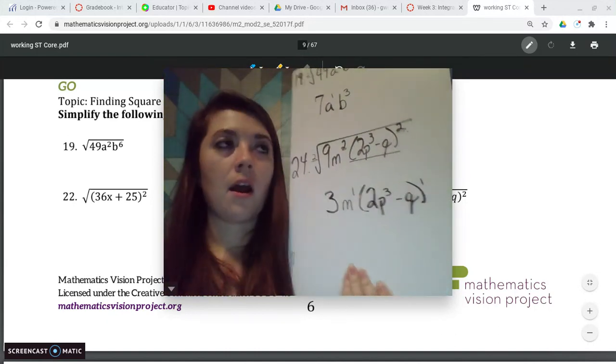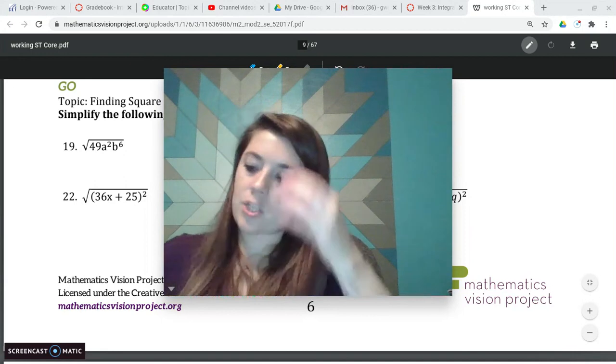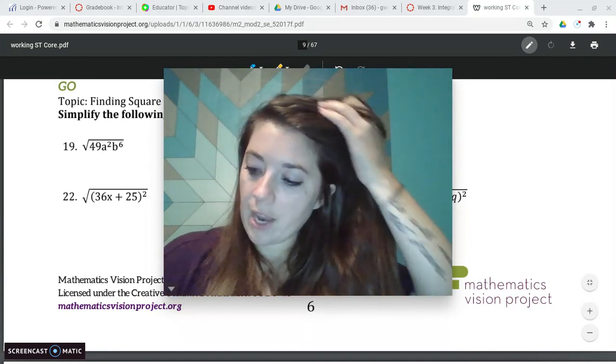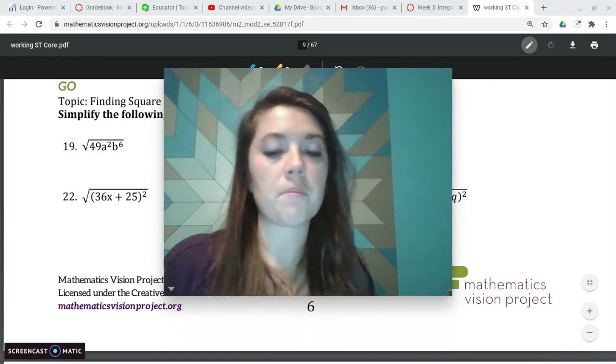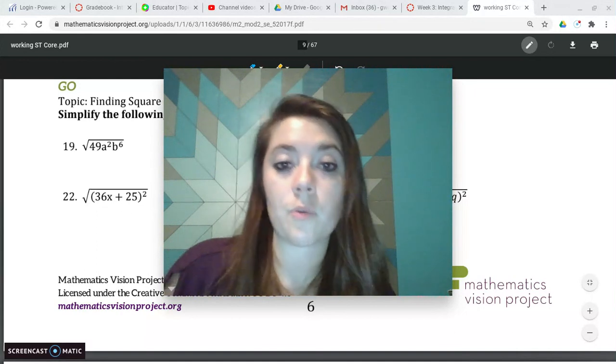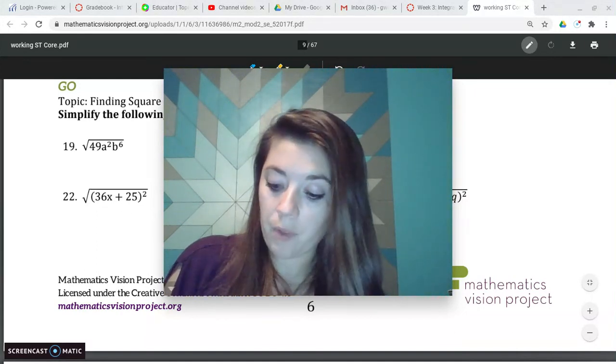Okay? All right, so that's what you're looking at for that section. Be very careful. A lot of them there's something inside parentheses, but you're taking the square root. So hopefully that will help.